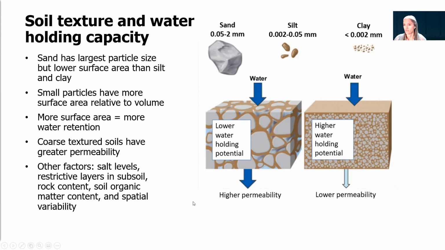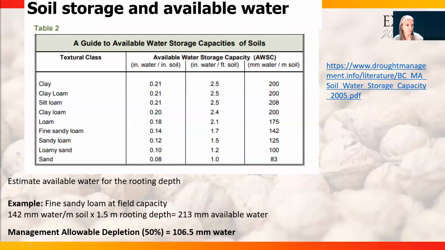Other factors that can affect your water holding capacity include the level of salt in the soil, if there are restrictive layers in the subsoil of your location, and rock content can reduce water holding potential. Soil organic matter levels will influence this and generally increase the holding potential, and there can be spatial variability at a field level.